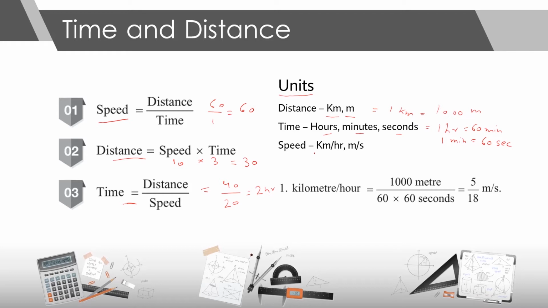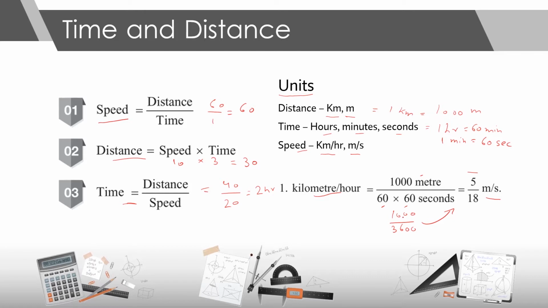Lastly, there is speed, which is usually written in kilometer per hour or meter per second. Now we should know how to convert kilometer per hour to meter per second. So 1 kilometer per hour comes out to be 5 by 18 meter per second. How is this done? If you are moving at 1 kilometer per hour, that means you are covering 1000 meters in 1 hour. So 1000 meter divided by how many seconds? 1 hour has 60 minutes and each minute has 60 seconds. So 1000 by 3600, that comes out to be 5 by 18 meter per second.